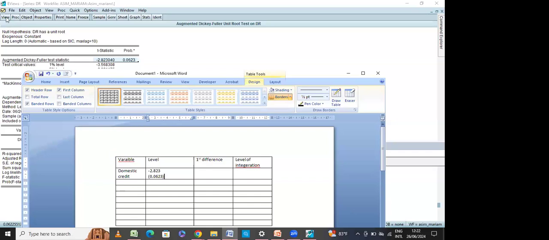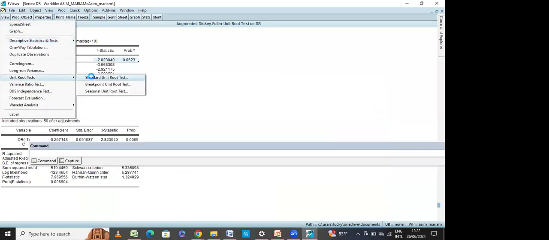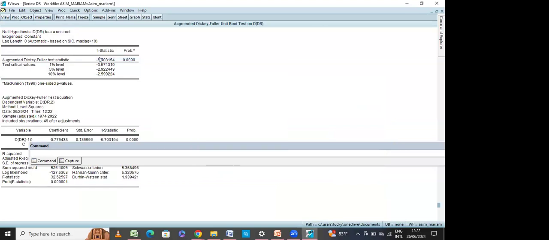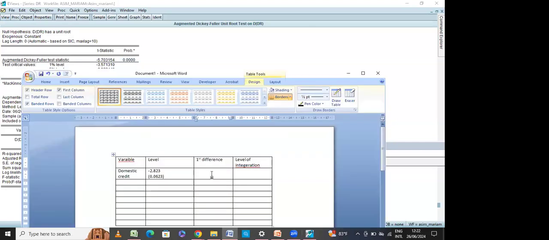But the rule of thumb is that usually we go for 0.05, that is 5%. So at first difference, my value is 7.03 with probability 0.000. So the order of integration here is first difference. This is my first result for the first variable. Let's proceed with the other variables.